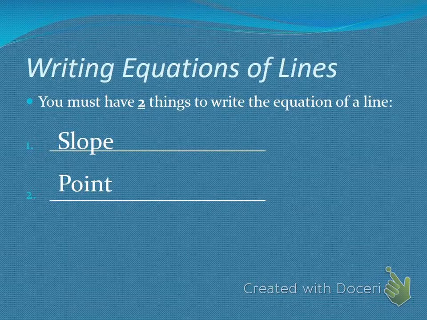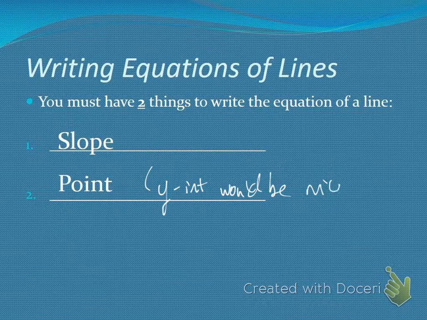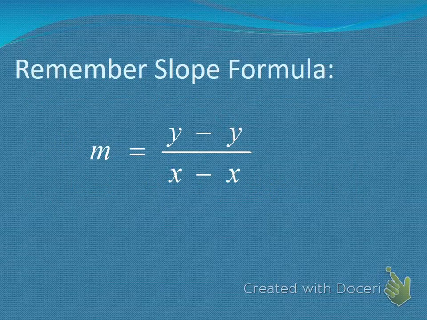Now, if that point were a y-intercept, life would be easier. So I'm going to write in "y-intercept would be nice." We'll talk about y in just a second. The point that we know doesn't have to be a y-intercept, but that would be really, really nice. All right. So if we're going to get into writing equations of a line, then we have to know the slope. And so we may have to go figure that out.